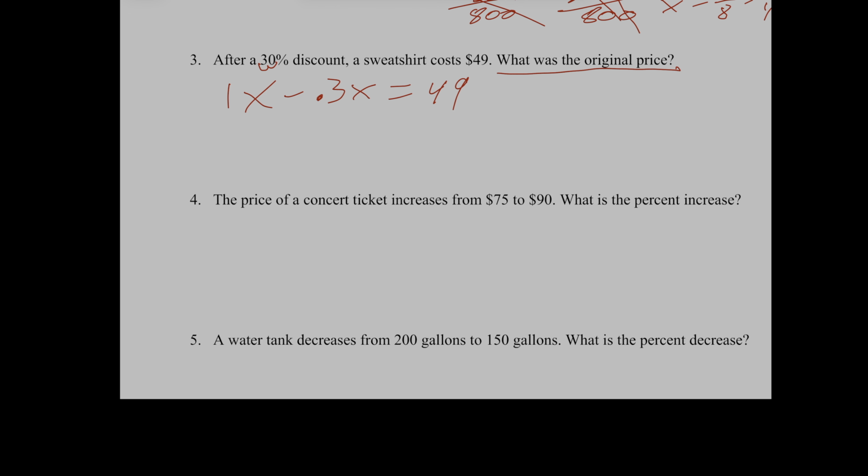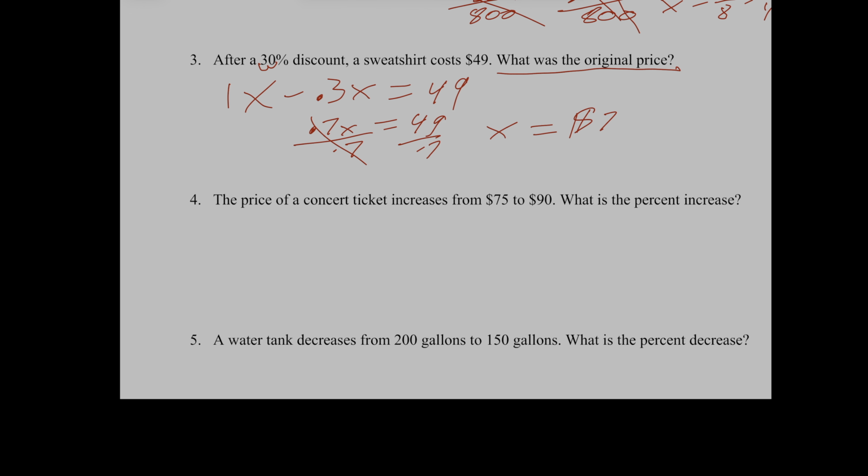All right, well, what's 1x minus 0.3x? The answer is 0.7x equals 49. And when I divide everybody by 0.7, let's just plug it in the calculator, even though if you feel comfortable with decimals, you should be able to find that. And the answer to that is going to be 70.